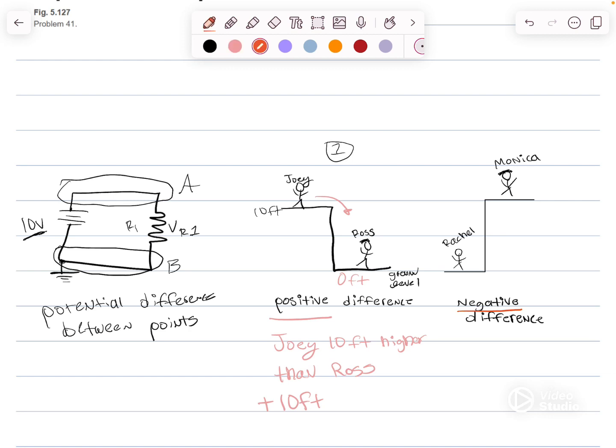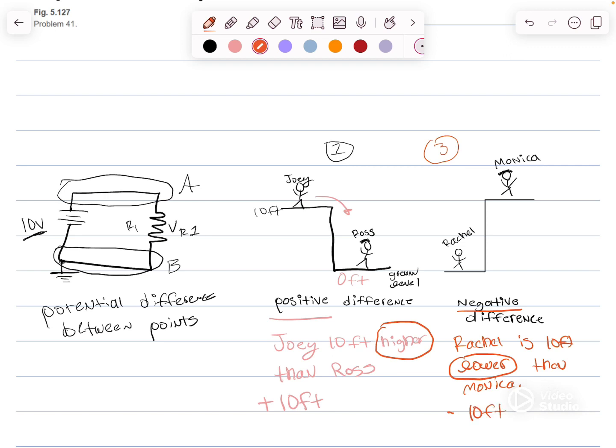If I go to my third diagram over here with Rachel and Monica, and I'm comparing Rachel to Monica, I would say that Rachel is 10 feet lower than Monica. Here I'm using different words: here I'm saying lower, and on the other one I said higher. I'm going to have the same value of 10 feet, but this time I'm going to represent it as a negative.